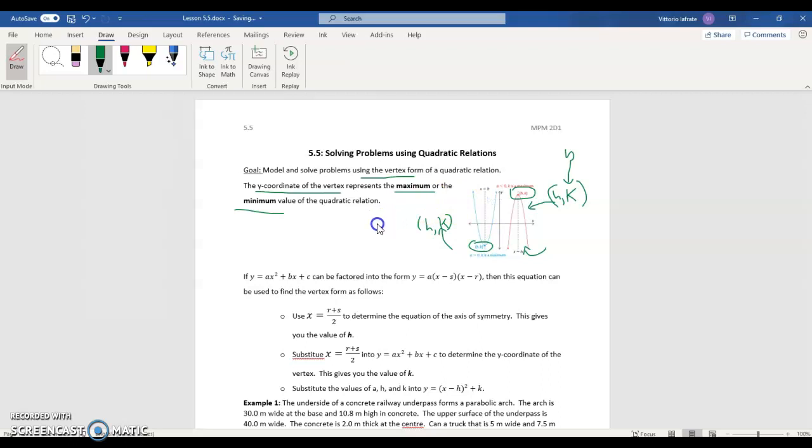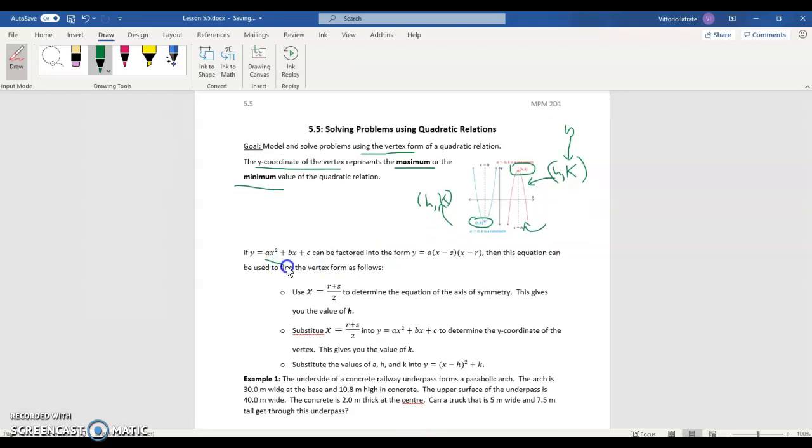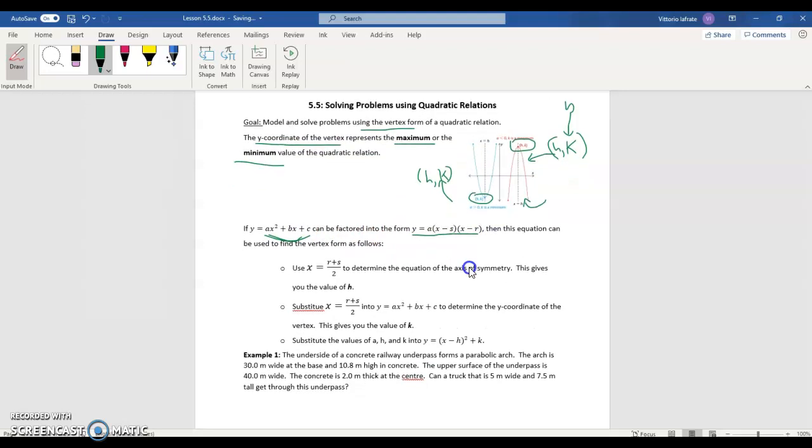Sometimes you might not be given the vertex form right away, and at this point you don't know how to go from standard to vertex form. What you do know is how to go from standard to factored form. If you can do that, you can find the vertex, and you can find the vertex form as a result. Once you have the factored form, you know that your vertex is in between your zeros. If you had a parabola like this, your zeros are over here, the r and s values. The vertex has to be in between.